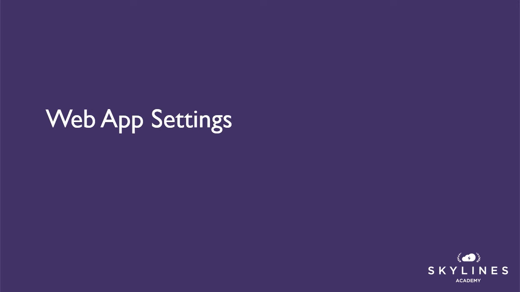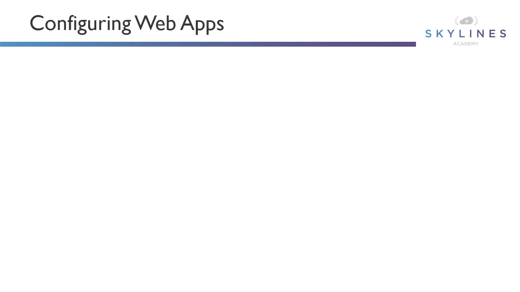We talked briefly about our web app in the last section, but this time we're going to dive a little bit further into these. Now that we have our app service plan and a sample web application up and running, let's take a look at some of the settings we can configure on it.